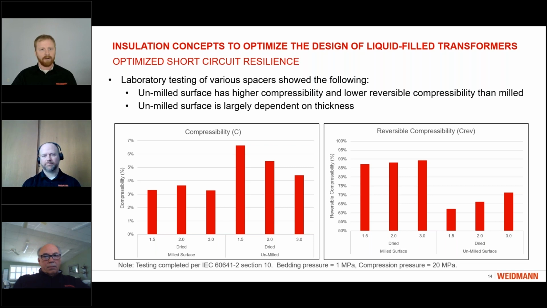Also, just to note, the IEC specification requires a maximum compressibility of 10% for 1.5 millimeter material. So you can see we're well within the IEC limits, being 10% for 1.5 and then 7.5% on the 2 and 3 millimeter. We're well exceeding those, but there is this big difference based on the thickness of the material.